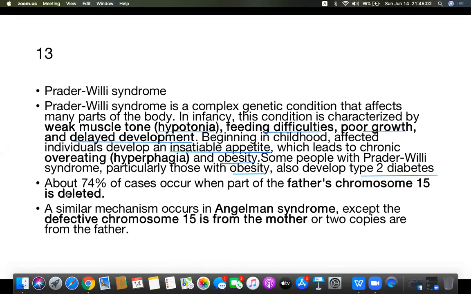Now, what is the cause? About 75% of these cases occur when part of the father's chromosome number 15 is deleted. Now all of us have one chromosome coming from mother, another from father. So what's the problem here? If father's chromosome number 15 is deleted and only mother's chromosome is there, then Prader-Willi syndrome occurs. And in exactly the opposite way, Angelman syndrome occurs.